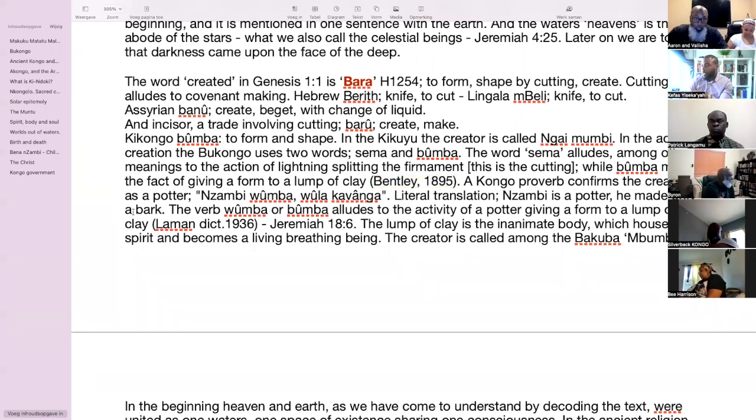A Congo proverb confirms the creator as a potter. In this proverb, Nzambi vumba, vulakafanga. It literally translates to Nzambi is a potter. He made only a bark. Now, what does a potter do? A potter works with clay, right? He works with clay. He imagines, first of all, he envisions what he wants to do with the clay. As soon as he has a vision, he will start working on the clay and forming that clay according to the image which he had in his mind. And he forms that clay into that image. That is Nzambi Boomba.